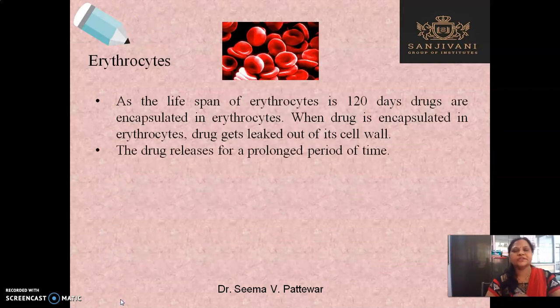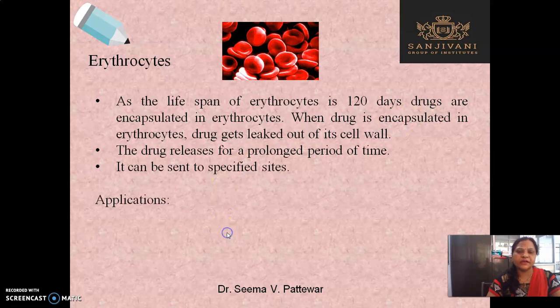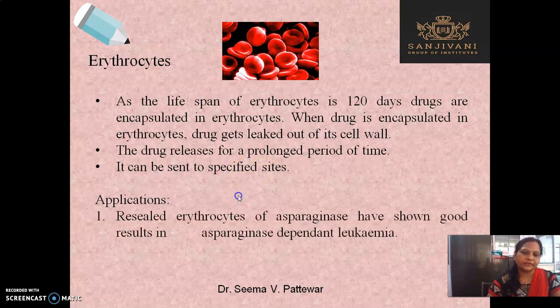Then erythrocytes. These are the red blood cells in your blood. As the lifespan of an erythrocyte is 120 days, it is used as a dosage form. When the drug is encapsulated in the erythrocyte, the drug gets leaked out of the cell wall. This is the cell wall, and the drug will come out of it. The drug is released for a prolonged period of time, and it can be sent to specific target sites. It means if there is a swelling in the hand, it will go to the hand likewise.